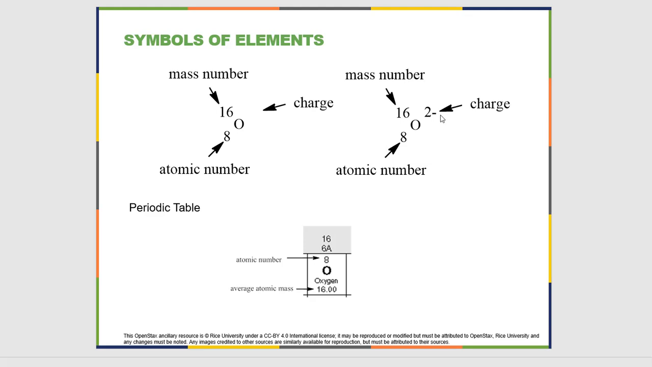Let's look at this other example. In this case, it has a -2 charge. Well, electrons are negatively charged. So in order for oxygen to have a -2 charge, it must have 2 additional electrons. Said another way, this oxygen has 10. It has 8 protons and 10 electrons because it has 2 extra negative charges. So these are essentially the symbols of elements. This is extremely important. So I would like to go over several examples, which I will do now.